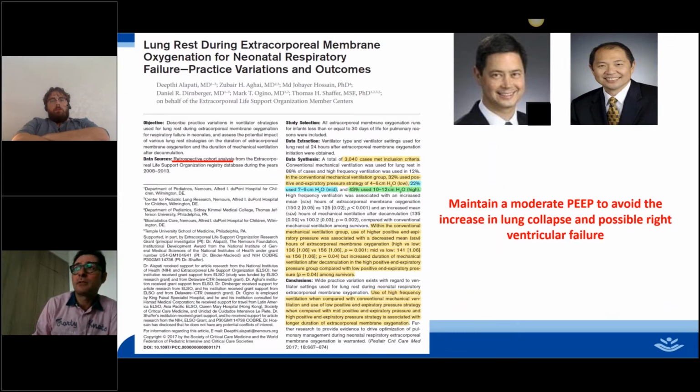Some groups prefer to stay on ECMO till the lungs are completely healed. So this data in terms of mechanical ventilation post ECMO is not an important data, but it's something that we have to take into account.